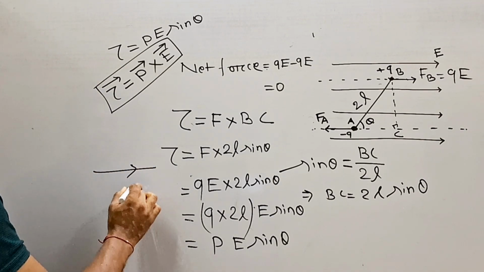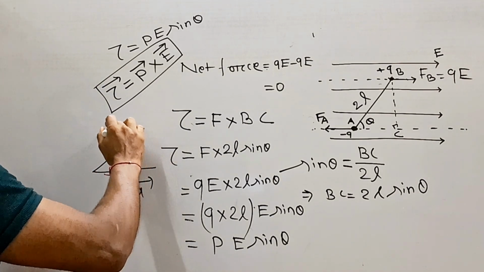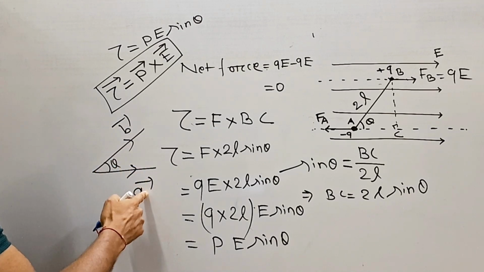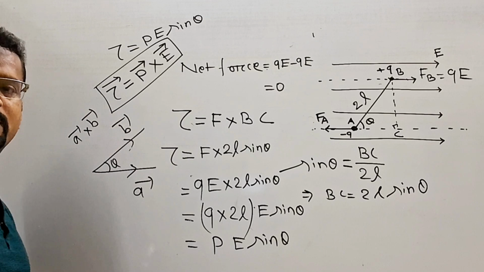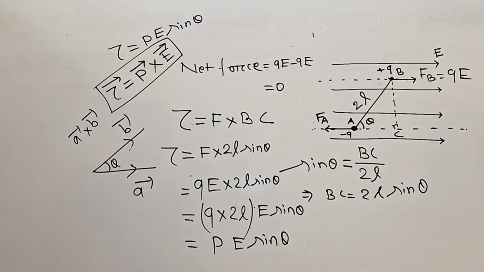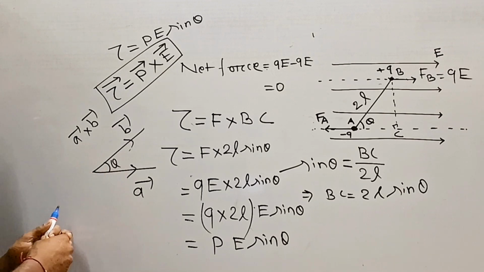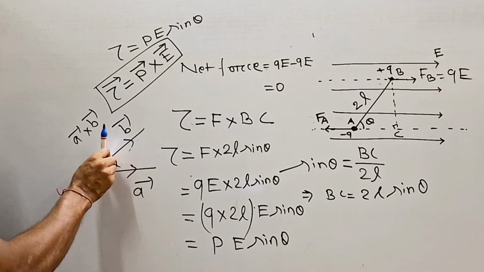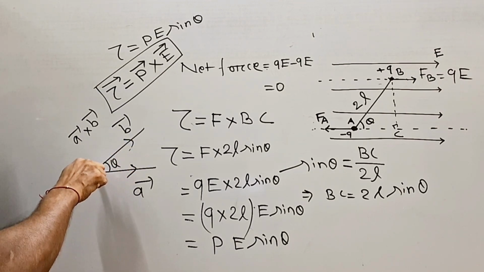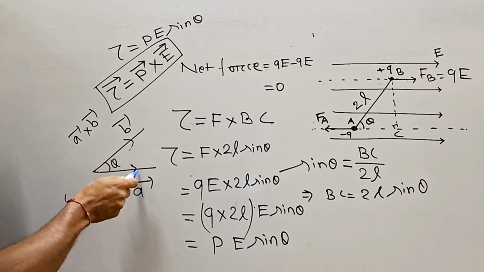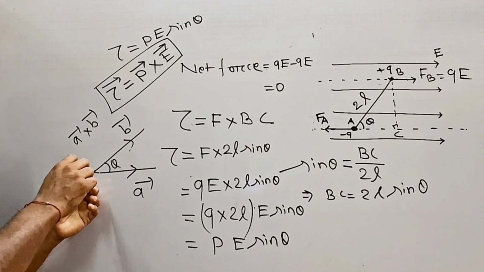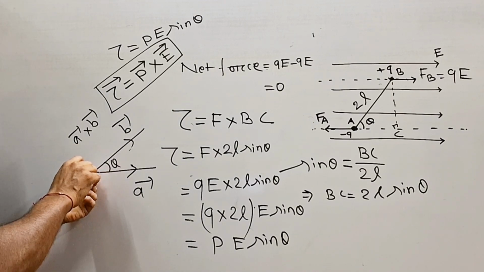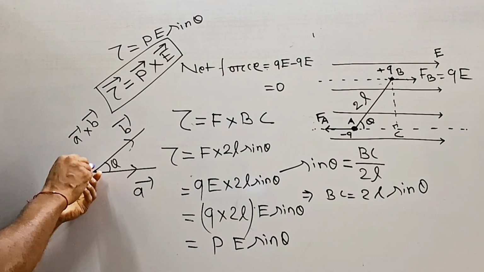Say here is a vector A, another vector is B, the angle between them is theta. If you find A cross B, the vector product or cross product of two vectors, then the direction will be, just imagine a screw is kept here, and if you rotate it anti-clockwise in this direction, because you are taking A cross B, if you rotate this way, it will come outwards. So the direction will be perpendicular to the plane of the board but outward.